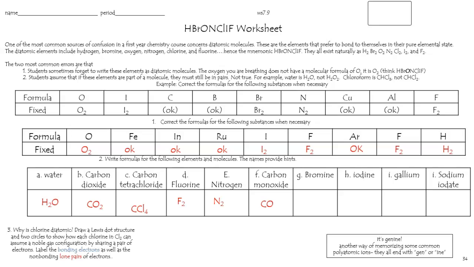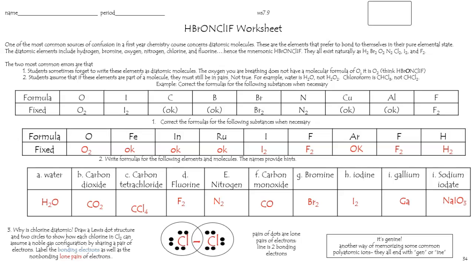Br2 is what you want there because it's on the list. HBrONClIF. Iodine is on the list, I2. Gallium's not on the list, so Ga is fine. Sodium iodate, not sure why that's there, but that's NaIO3. And here it asks, why is chlorine diatomic? Show a Lewis dot structure, showing how Cl2 is just perfect. I think that's a worthwhile exercise.